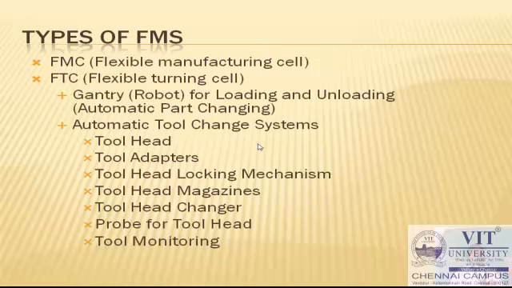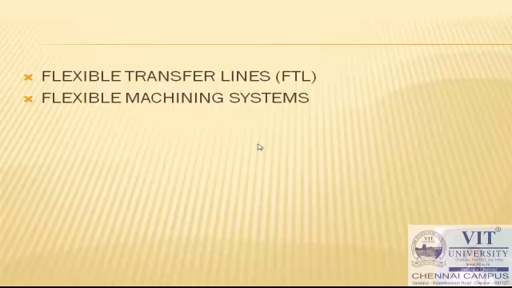Automatic FTZ consists of a robot for loading or unloading the component, and an automatic tool change system. The tool can be automatically changed, and the changed tool can also be stored automatically and retrieved from the ASRS system. In the automatic tool changers, a tool head can be changed, a tool adapter can be changed, everything. Automatic head locking system, automatic head changers, everything. So these are all the supporting systems available in FTC.